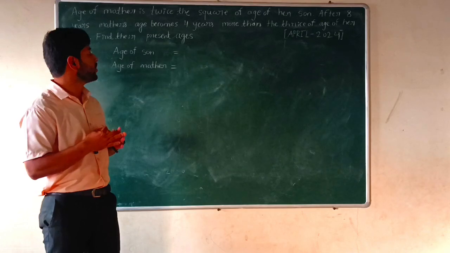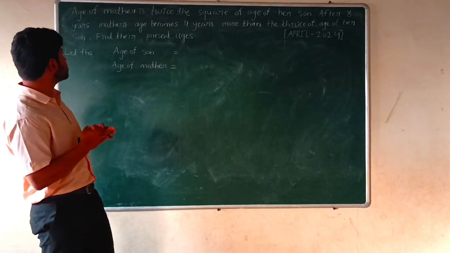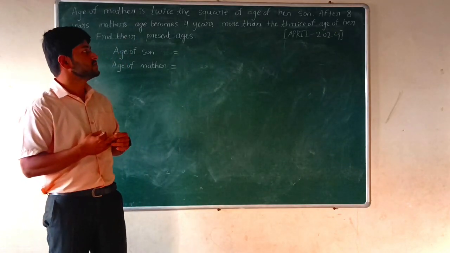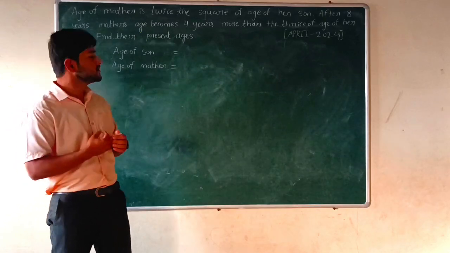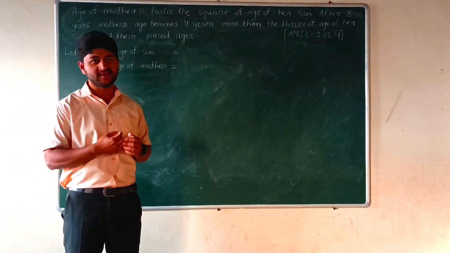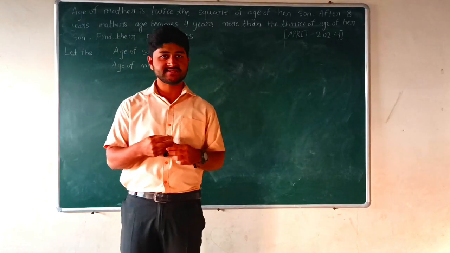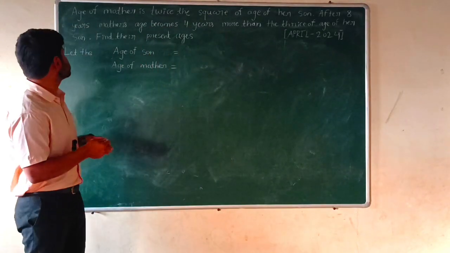Age of mother is twice the square of age of her son. After 8 years, the mother's age becomes 4 years more than thrice of her son. Find their present ages. Of course, as you can see here, we have to first find the ages of mother and son. To do that, first we have to read the question.